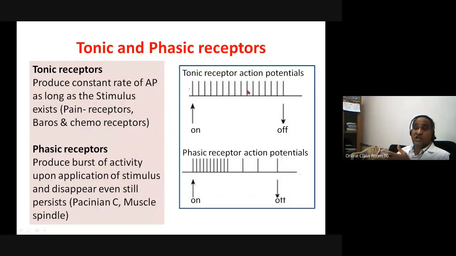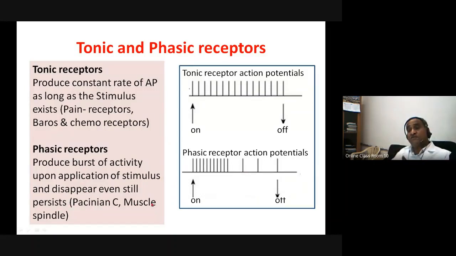They continuously tell you that I am here, I am producing pain. Then phasic receptors. These phasic receptors produce bursts of activity. You just see that this is a burst of activity when it is turned on, and it diminishes. That means a burst of activity upon application of the stimulus, and then they become less sparse. This happens in the case of Pacinian corpuscles and the muscle spindle.